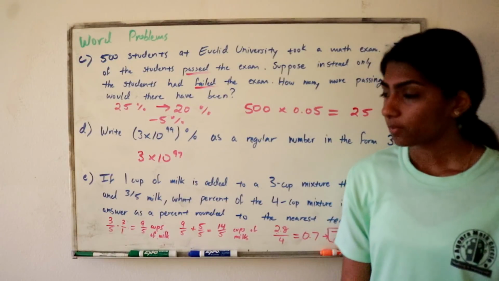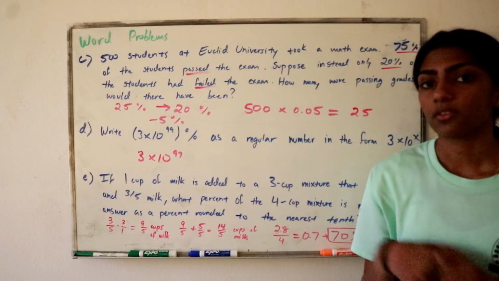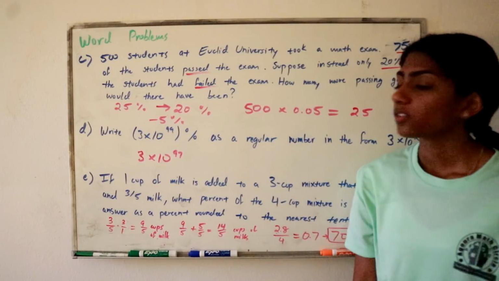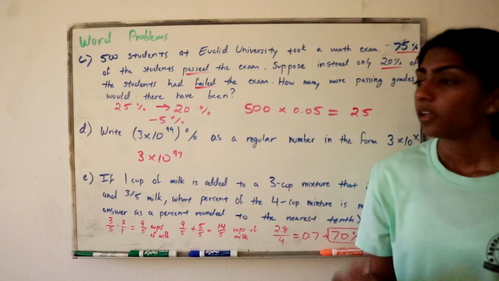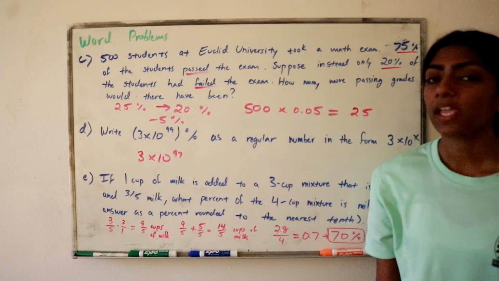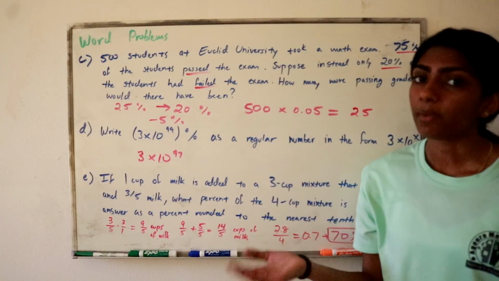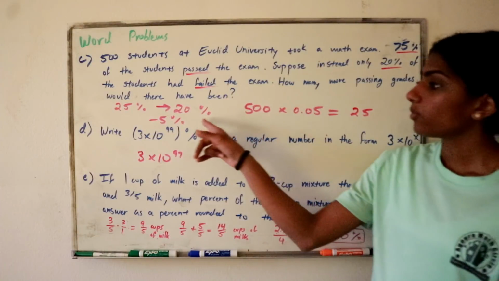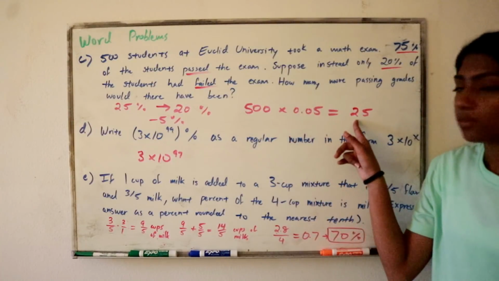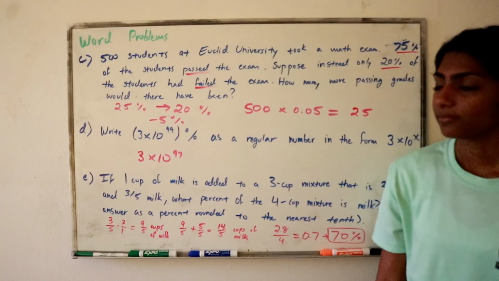So first, let's decipher what this problem is saying. It's saying that 75% of the students passed the exam. That means 25% of students failed. And for the second one, it says suppose instead only 20% of the students failed. So we're changing from 25% of students failing to 20% of students failing. That means that we're going to change from 75% of students passing to 80%. We're increasing the pass rate by 5% and decreasing the fail rate by 5%. So that's why we can just multiply 5%, or 0.05, by 500, and we get 25. That means we have 25 more students passing and 25 fewer students failing.